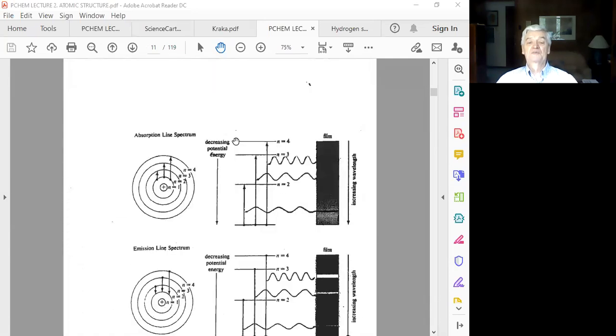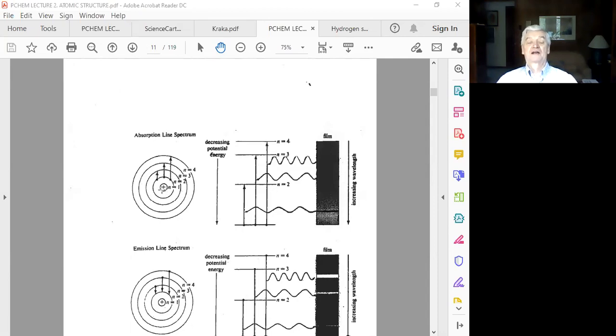So whoever drew this picture drew it just in a way to make it pretty, have concentric circles equidistant from each other, but n=2 should be 4 times as far away as n=1, and then n=3 should be 9 times farther away, and so on. But this shows the Bohr model that you can have absorption spectra.